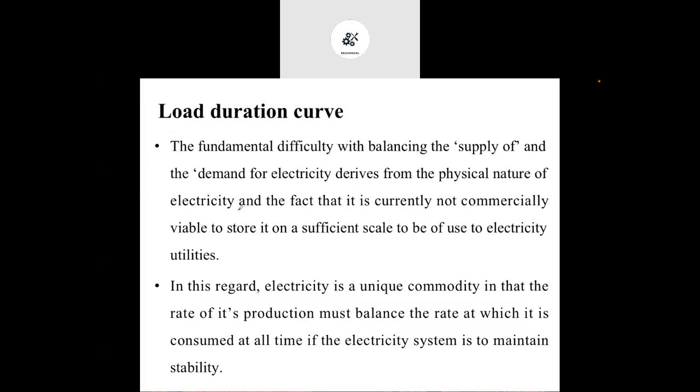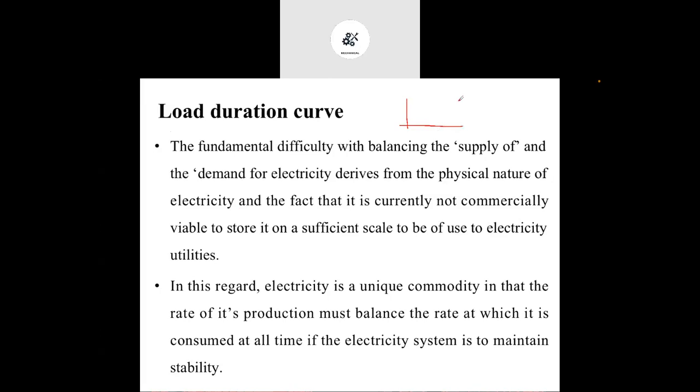Now the most important point in that particular chapter is the load duration curve, or simply it is sometimes called a load curve. Okay. Now, the load curve means what? As we already discussed, it is just a graph of time versus requirement, or time versus demand.